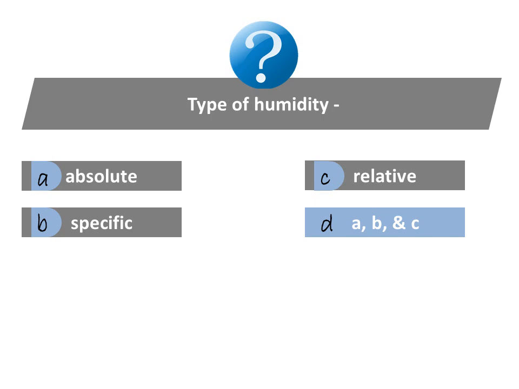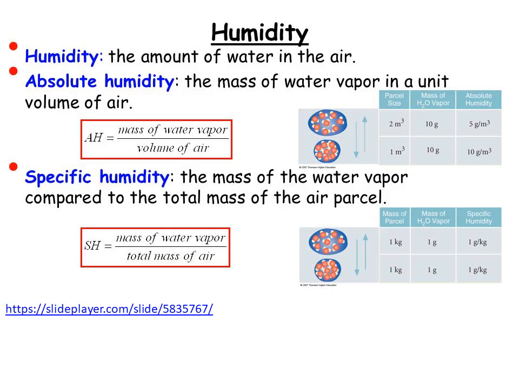But ano ba yung pinagkaiba ng tatlo? Humidity, ito yung amount ng tubig sa hangin. Paano nagkakaroon ng tubig sa hangin? That is because of evaporation. So remember that water can be in three phases: the solid, liquid, and gas. Absolute humidity, it is the mass of water vapor in a unit volume of air. Meaning, yung bigat ng water vapor divided by kung gaano kadami yung air or volume ng air.